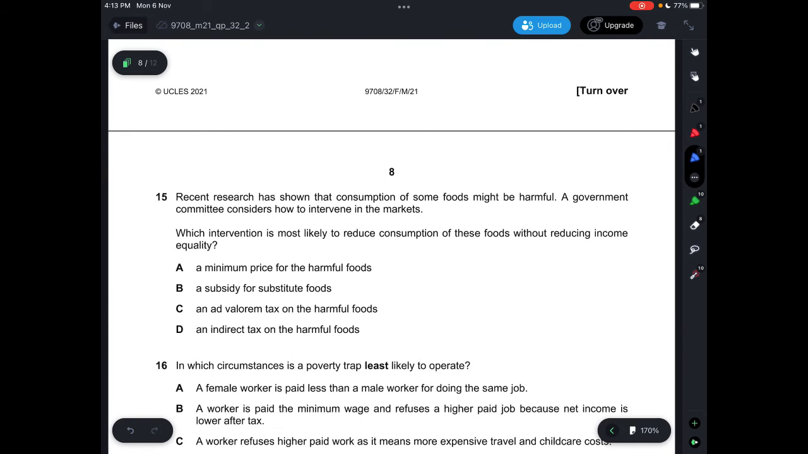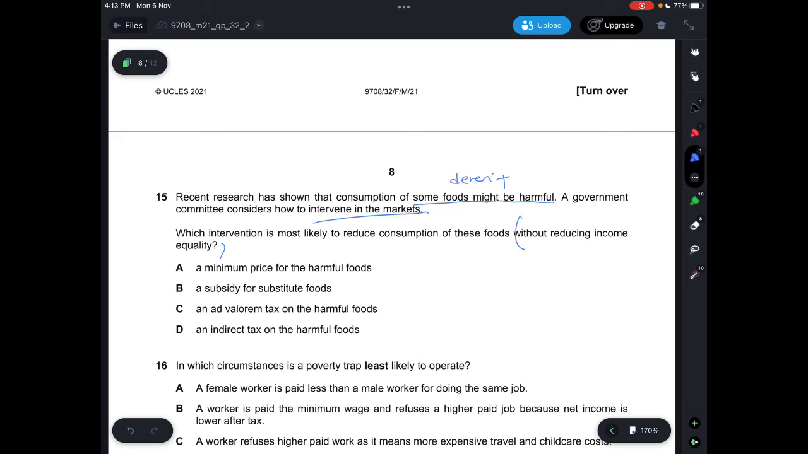Question 15. Recent research has shown that consumption of some foods might be harmful. A government committee considers how to intervene in the markets and which intervention is most likely to reduce consumption of these foods without reducing income inequality. Some foods might be harmful, so very good. And then it considers how to intervene without reducing income inequality.